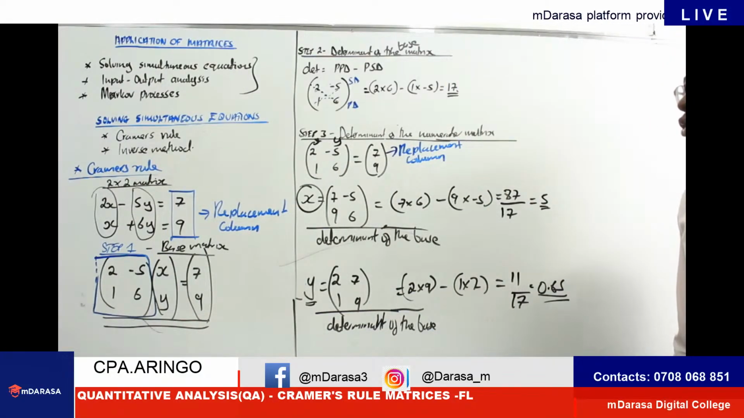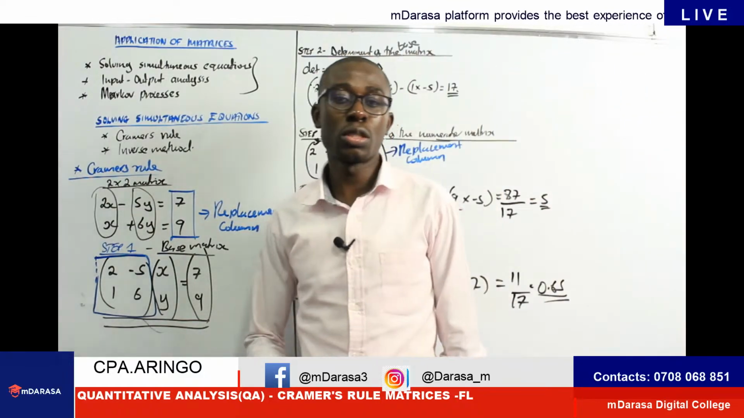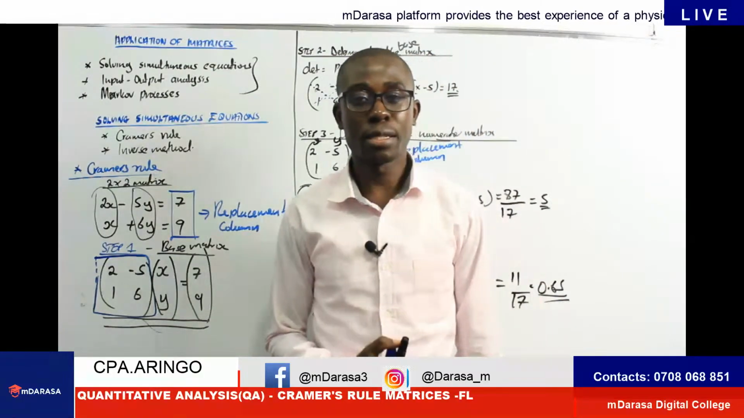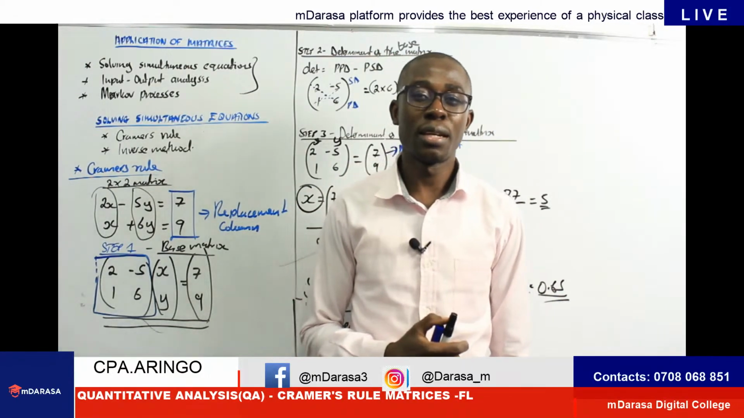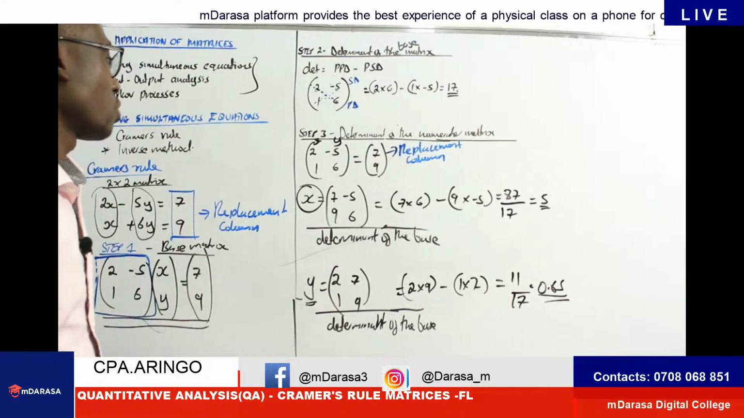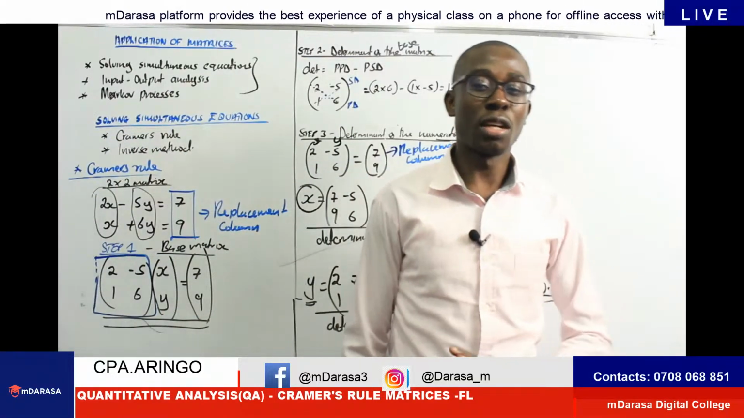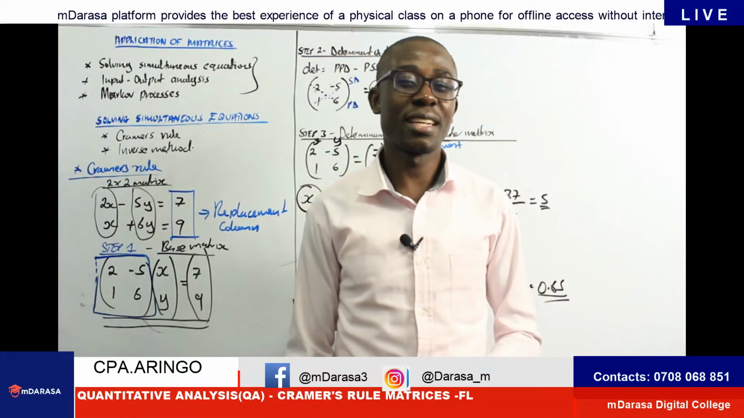So in our next session, my good students, we are going to use Cramer's rule, but in this case, we will be looking at a 3 by 3 matrix. See how it will happen. In our next case, we're going to look at Cramer's rule using a 3 by 3 matrix illustration. To that point, thank you so much, and let us meet in the next session. Thank you.